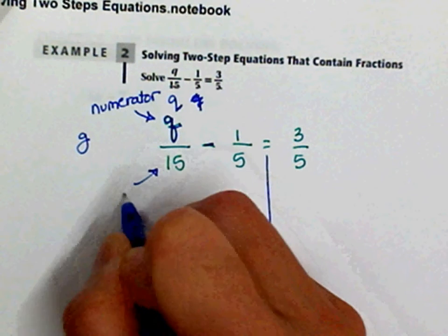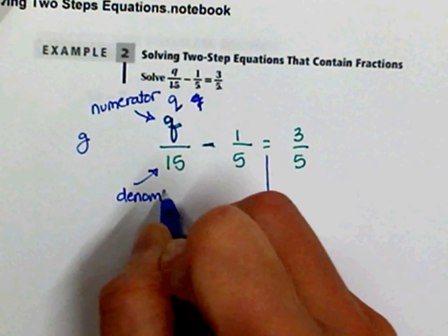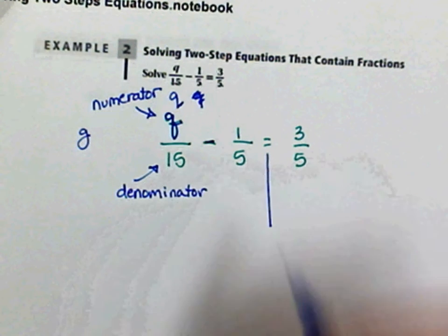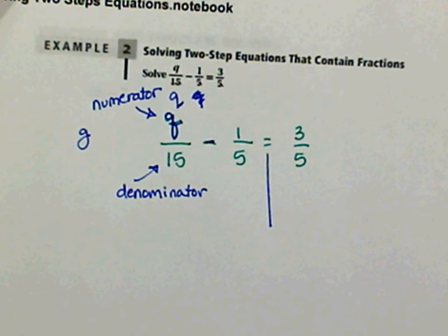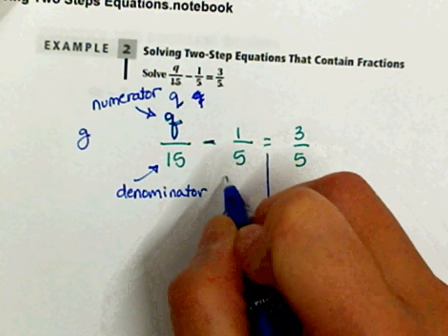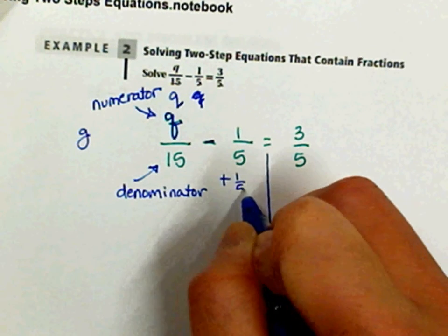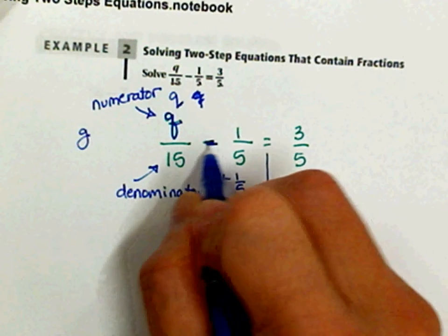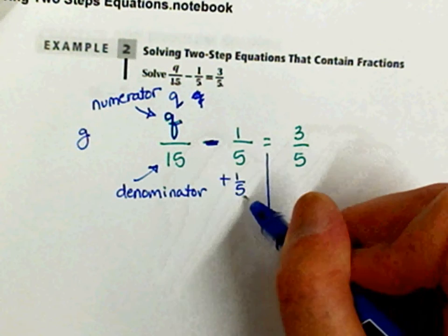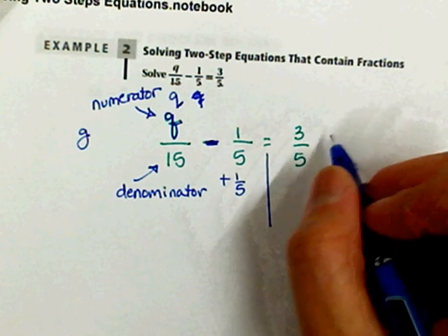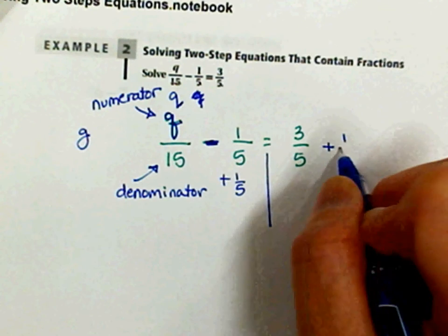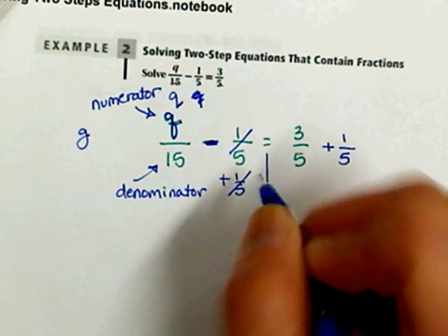Very good. So you've had this before, but it's like, I haven't seen this in forever. Top is numerator, bottom is denominator. So what I'm going to do is add 1/5, because the opposite of subtraction is adding. What you do to one side, you do to the other side. And that cancels. And there I'm going to draw my line.